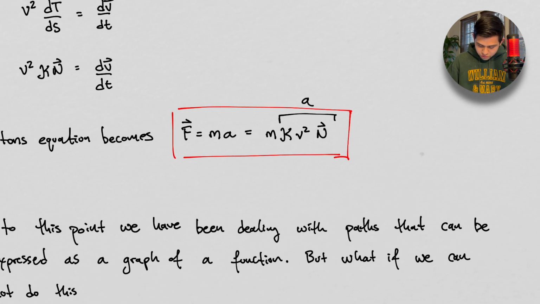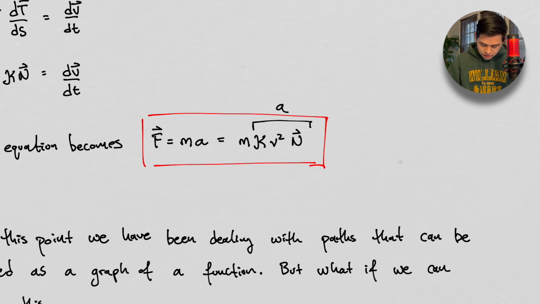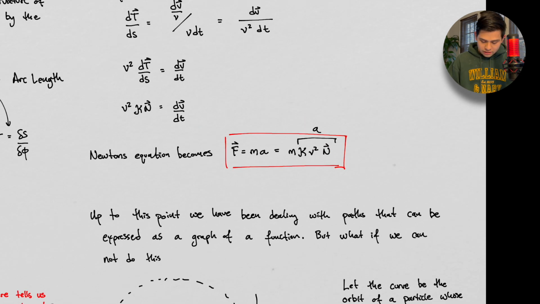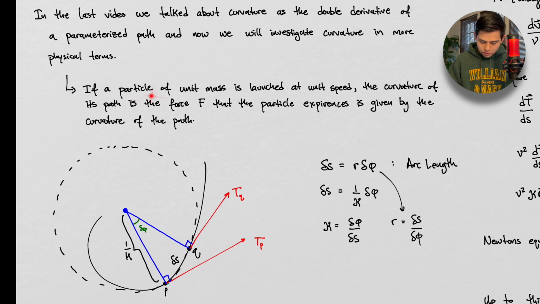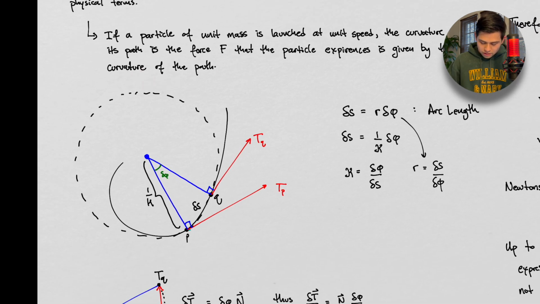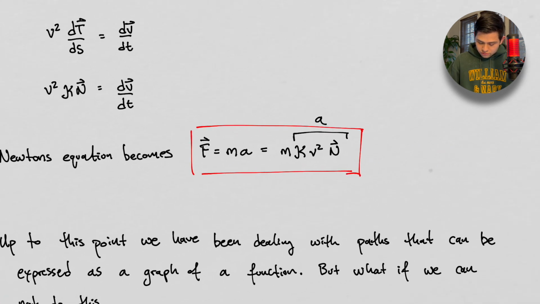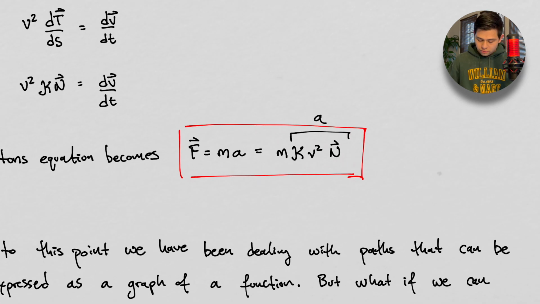But so what we've done here is we've said that the force is therefore proportionate to some scale factor, mass, times the curvature, times some scale factor, times the normal to the tangent vector. Okay? And that's exactly what we've sort of alluded to right here. If a particle of unit mass is launched at some unit speed, the curvature of its path is the force F that the particle experiences. And the curvature is given by the curvature of the path. So the curvature is sort of defined by the normal vector with respect to the tangent, right?